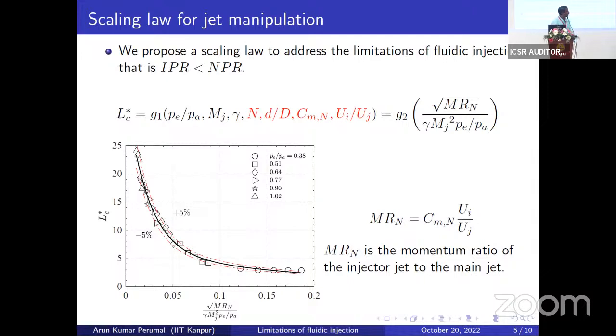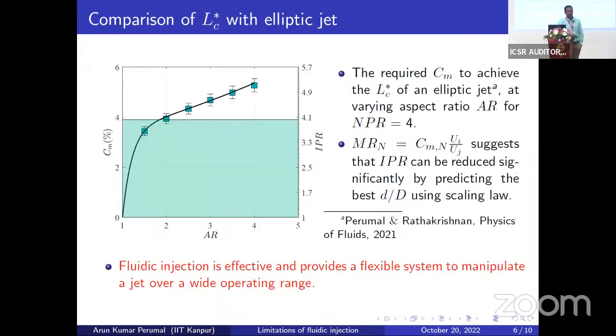to look into a generic case. We took the elliptic jet as a comparison, because typically the elliptic jet is taken as a rough measure of better mixing. So using the laws which we developed, we tried to predict what mass is required to match the LC of the elliptic jet.